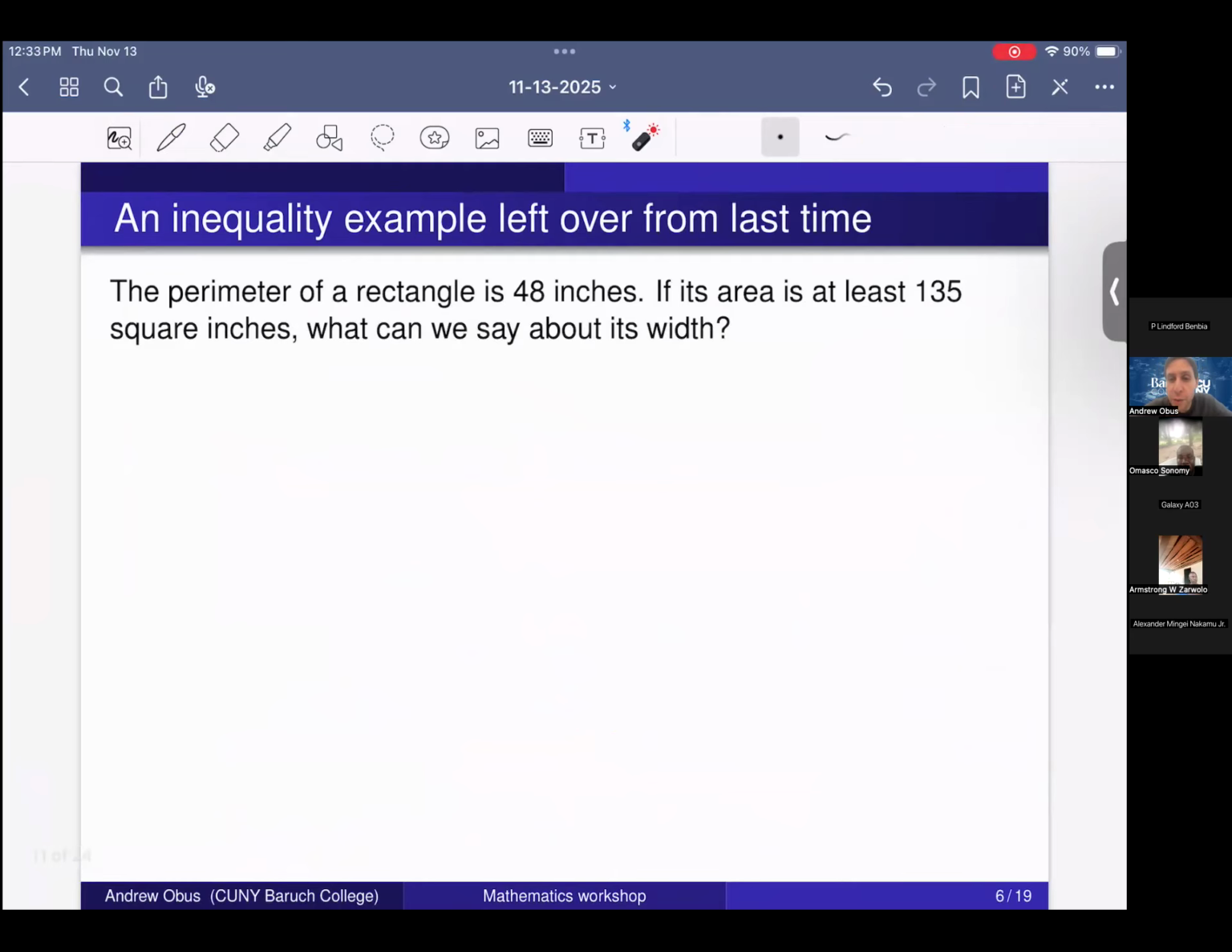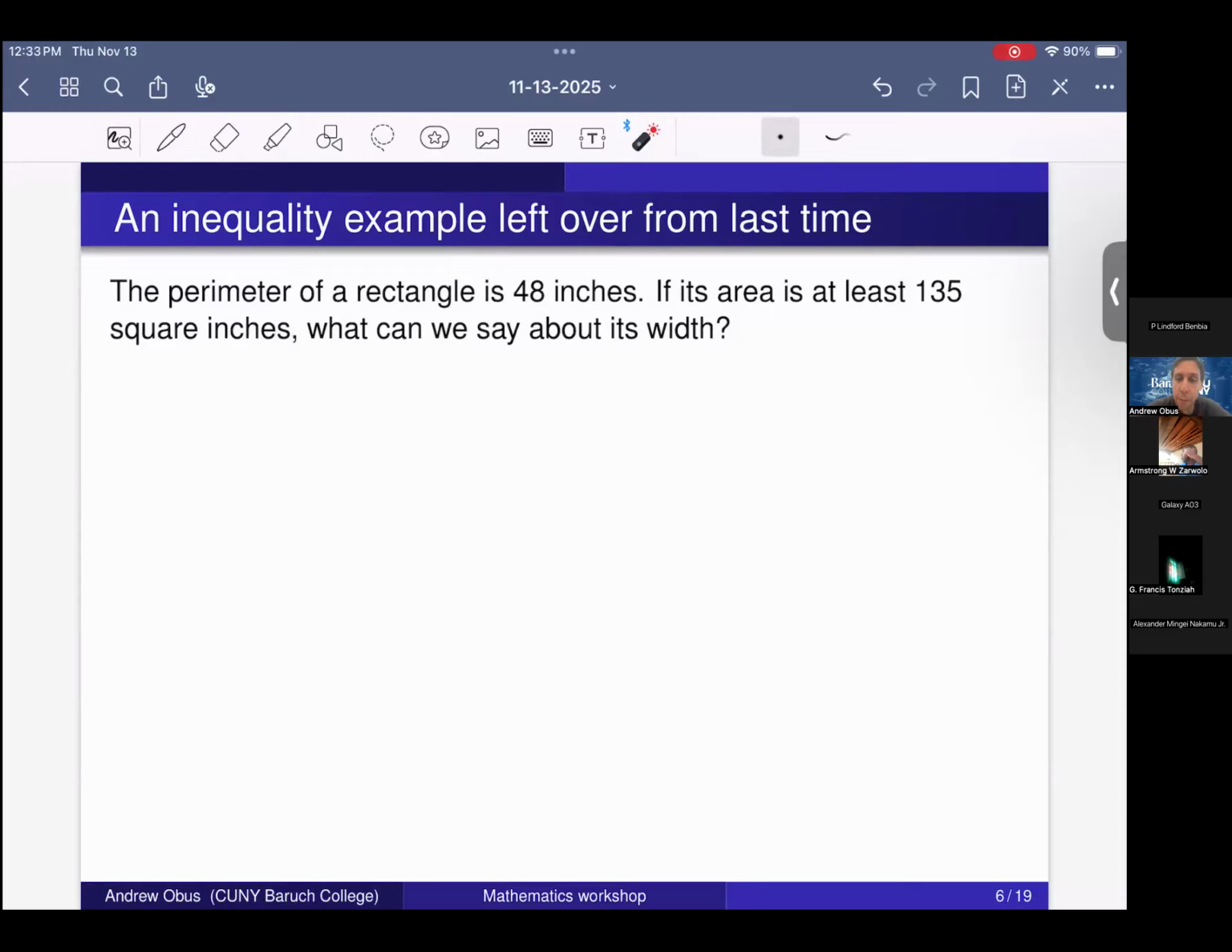Okay, so I wanted to do this one example also that we didn't do last time. We had an inequality example left over from last time that we didn't get to do. It says that the perimeter of a rectangle is 48 inches, and if its area is at least 135 square inches, what can we say about its width? Okay, so this is an example. It's really an algebra problem, but it's masquerading as a geometry problem.